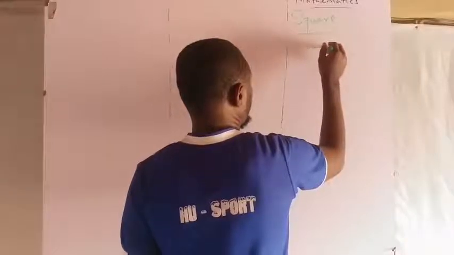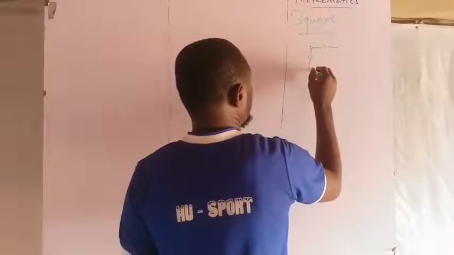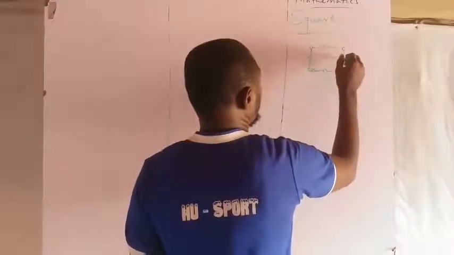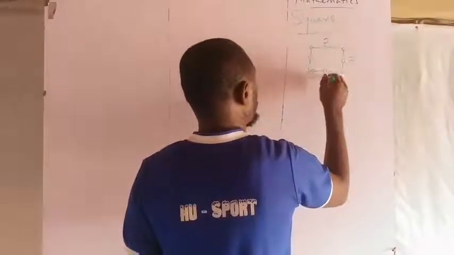2 sticks. 2 sticks. 2 sticks. 2 sticks in this form. A square has all the sides equal. 2, 2, 2, 2.